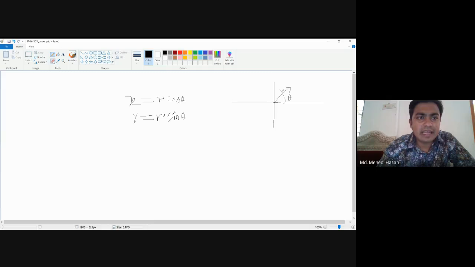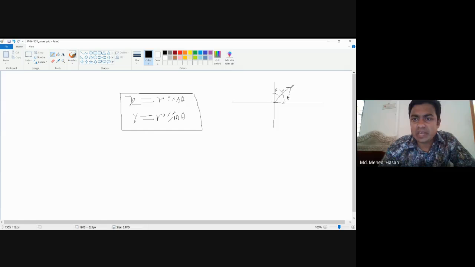But if the angle produced by this vector with the positive y-axis is theta, then in this case x will be r sin theta and y will be r cos theta. So this is not the exact formula, but if the angle is given with the positive x-axis and the vector is in the first quadrant, then you can say x equals r cos theta and y equals r sin theta. Now the conversion from Cartesian to polar.